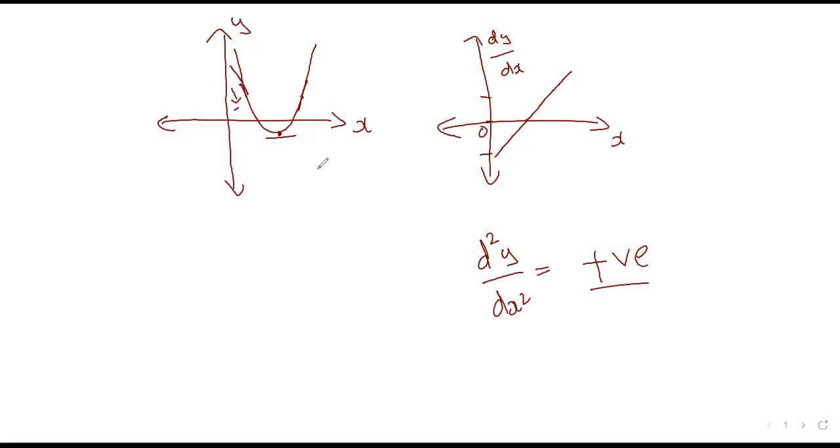Now, you got it? Okay, so the concept behind it was that the derivative is negative. From negative, it is becoming 0, and from 0, it is becoming positive. So this is why we consider positive second derivative as minimum point and negative second derivative as maximum point. Okay, is it clear now? It's clear. Okay.